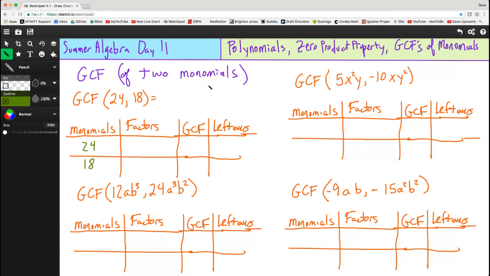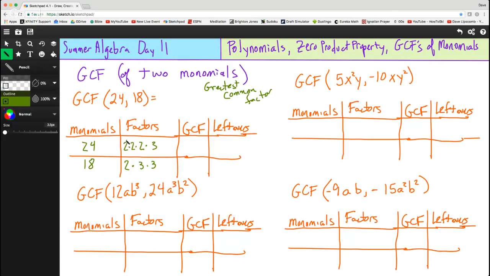GCF stands for greatest common factor. You did this in 6th grade, I think, but you never did it with variables. So we're going to start off by doing it with numbers. So what are my factors of 24? Well, it's 2 times 2 times 2 times 3. Write them in, and write these in increasing order. And this is 2 times 3 times 3. So now what we do is we circle the common factors, 1 for every match.